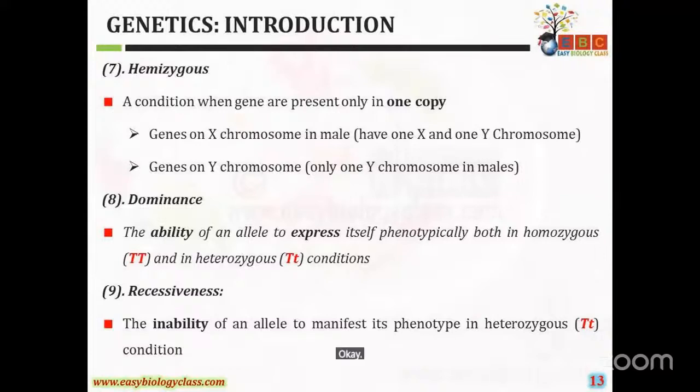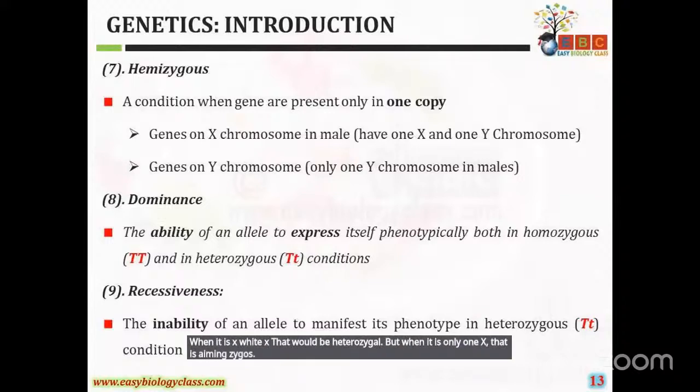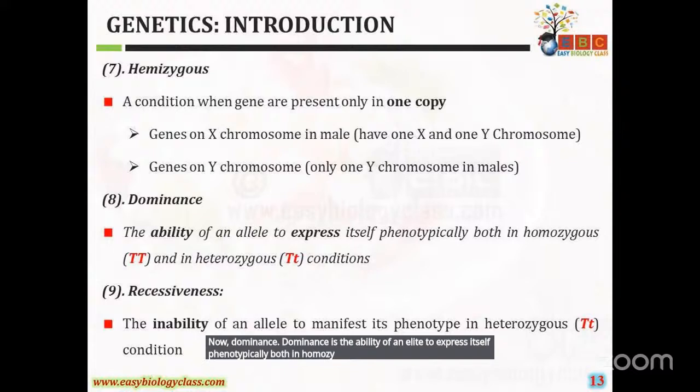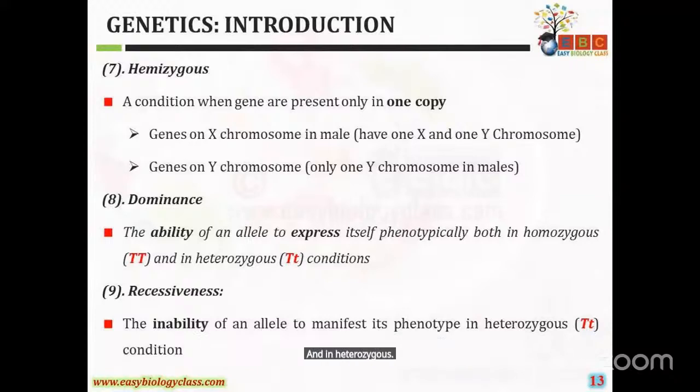So when the two are present, when it is XX, that will be homozygous. Okay? When it is XY, that will be heterozygous. But when it is only one X, that is hemizygous. Now, dominance. Dominance is the ability of an allele to express itself phenotypically, both in homozygous, that's capital TT, and in heterozygous, that is capital T, small t.